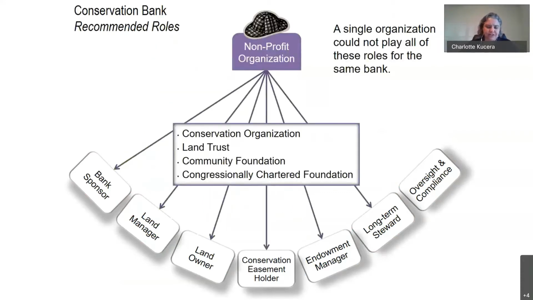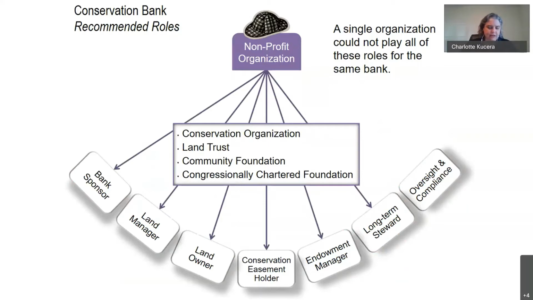For a nonprofit organization, which could be a conservation organization, a land trust, a community foundation, or a congressionally chartered foundation, it could take on any of the roles that you see above. So they could be potentially the bank sponsor, the land manager, the landowner, the conservation easement holder, the endowment manager, or the long-term steward. However, if they play one role, it may exclude the same entity from playing another role on the same bank. So for example, a bank sponsor cannot also be the conservation easement holder for any given bank.